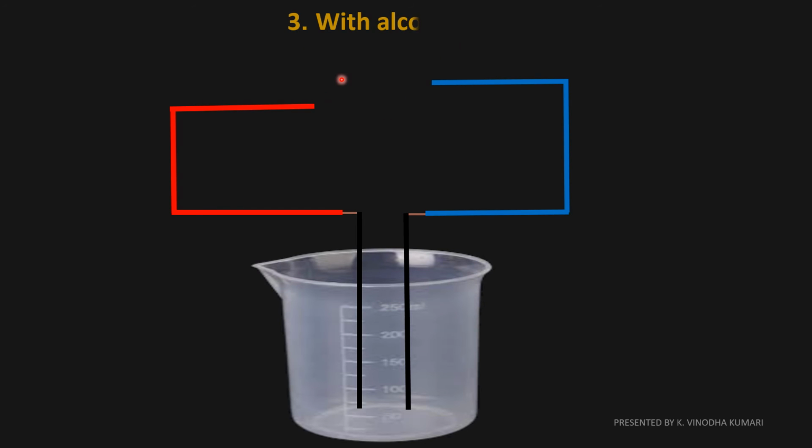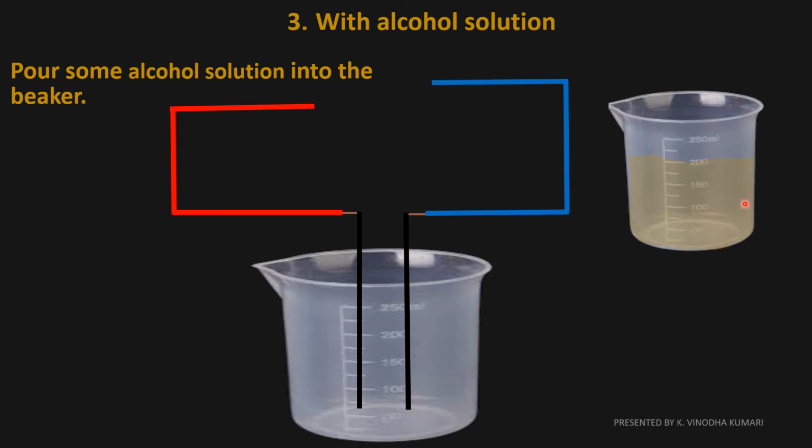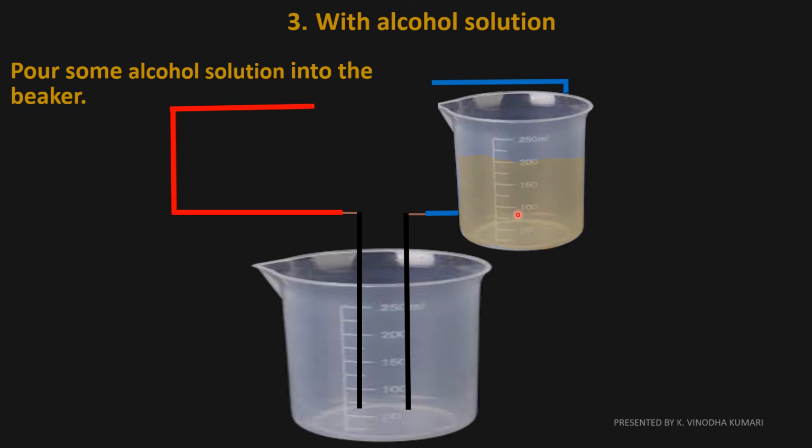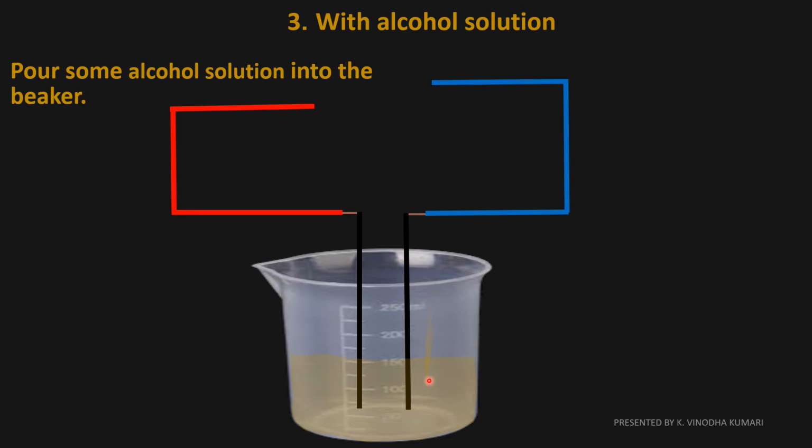Now we'll perform the activity with another solution, that is alcohol. So first of all, we have to take some alcohol into the beaker. Okay, so this also we have prepared already, and now we are pouring it into the beaker. Okay, so we have taken alcohol. This is the fourth solution. We have done three solutions, and in the two solutions HCl and H2SO4 we observed the glow of the bulb, and in the glucose solution the glow of the bulb does not take place. Now we'll see with this also.